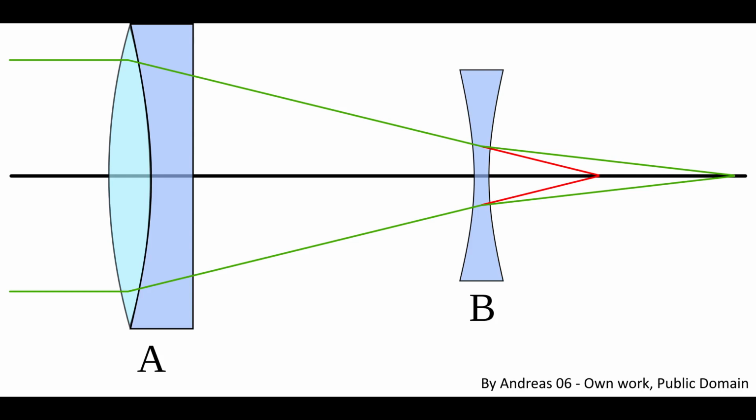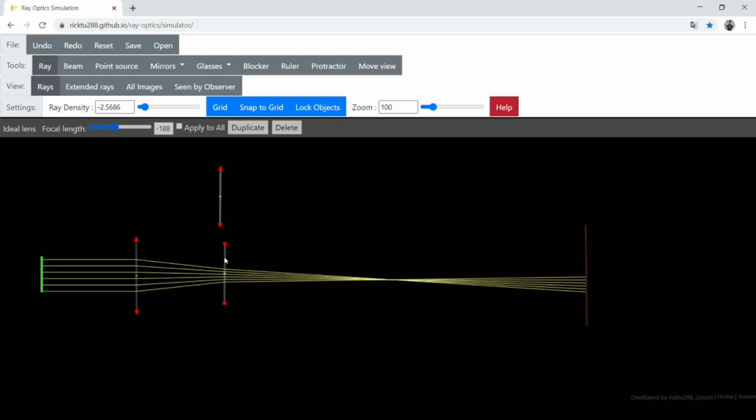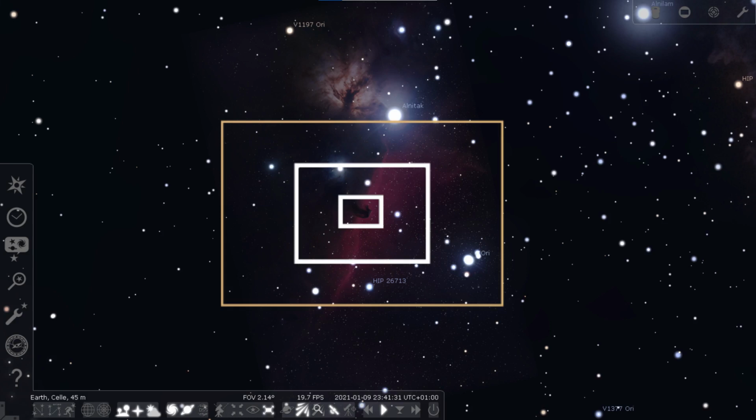Let's focus on the Barlow lens first. The simplest Barlow lens is a concave lens with a negative focal length. This lens is placed in front of the focal point, thereby it stretches the light path and increases the focal length of the main optical component. You see that? The focal point is here. And if I place the Barlow lens here, the focal point shifts further to this point. And hence the focal length, the distance between the main optical component and the focal point, increased. And increased focal length means, given the same sensor or the same eyepiece, a smaller field of view, in other words, a higher magnification.